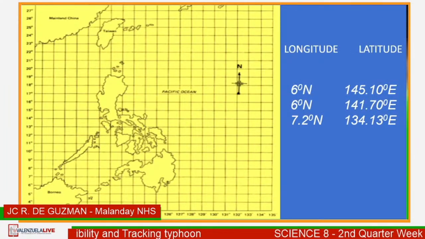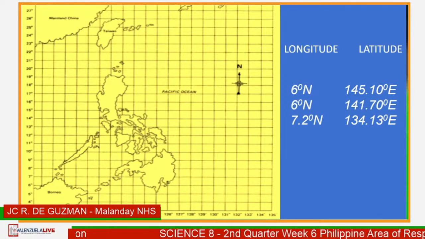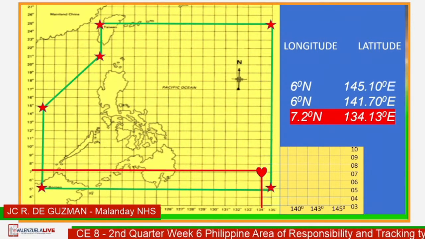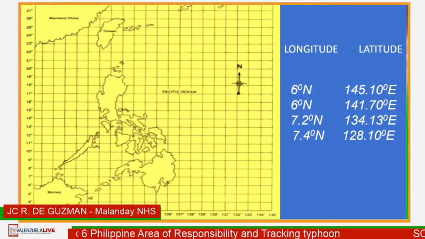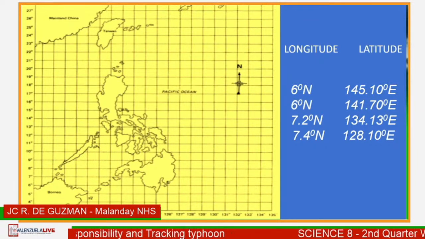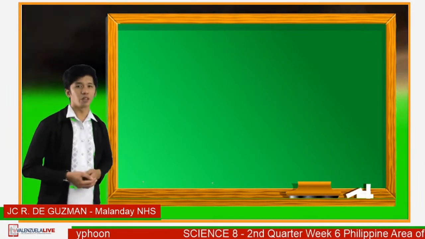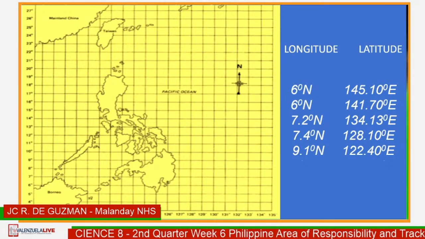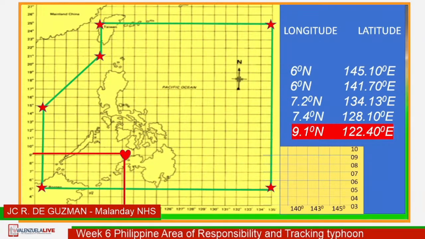Next, we have 7.2 degrees north and 134.13 degrees east. Is it under PAR? Okay. Yes, it is. Number 4. 7.4 degrees north and 128 degrees east. Is it under the PAR? Okay. The answer is yes. And for the last coordinate, we have 9.1 degrees north and 122.4 degrees east. Is this coordinate under PAR? Great. The answer is yes.